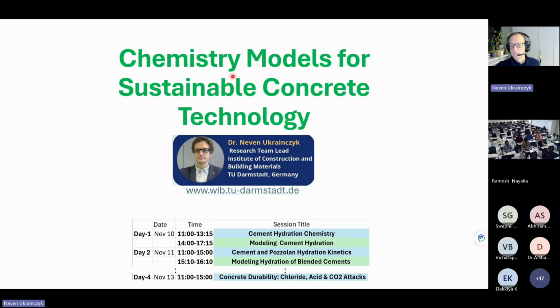And these blocks I call chemistry models for sustainable concrete technology. And so it actually focuses on engineering, what I told you, concrete technology, but for that we actually need a lot of chemistry and chemistry models. So it will be quite deep in chemistry, but everything very practical to apply as engineers in concrete technology.